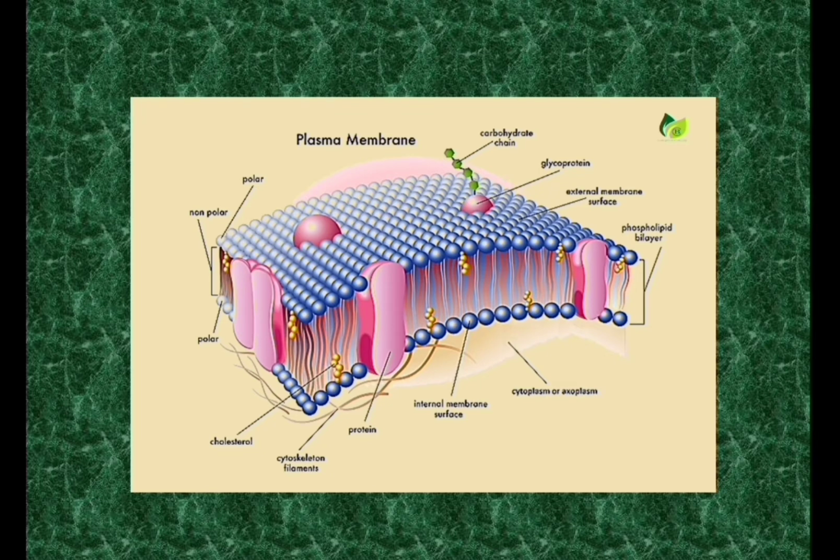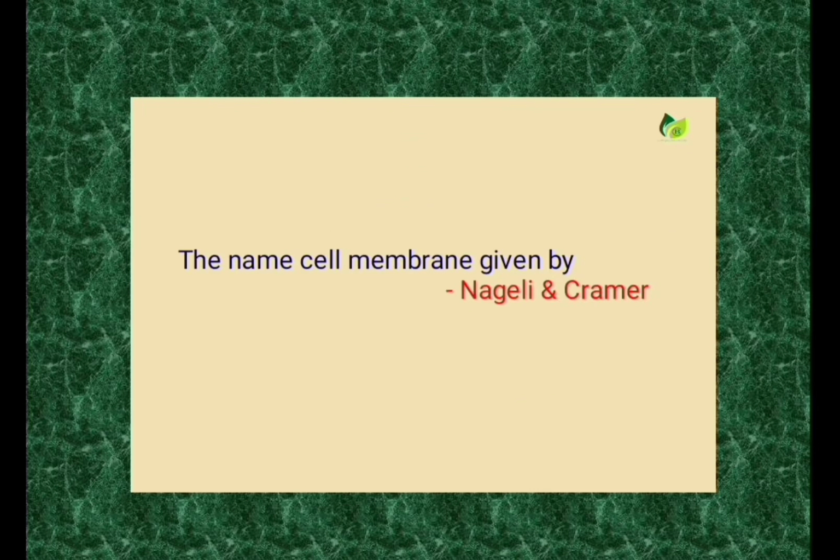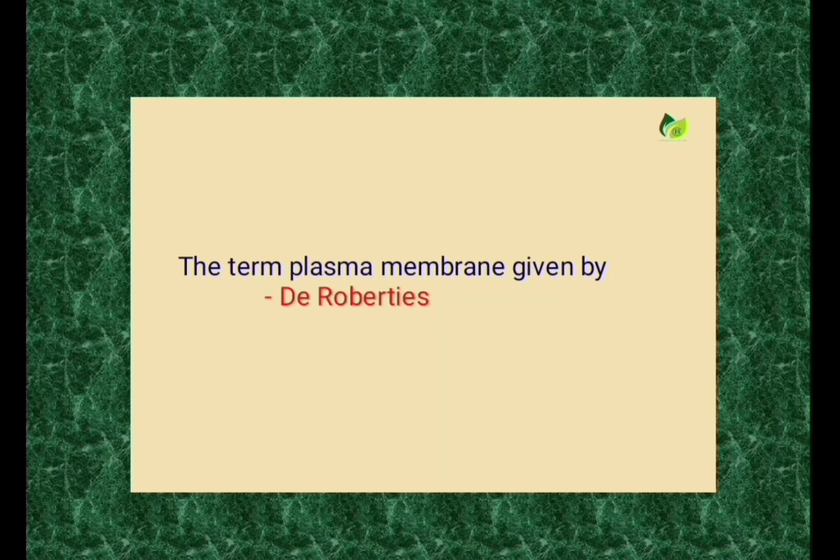Let's see the first question. The name cell membrane was given by? Answer is Nageli and Kramer. Next question. The term plasma membrane was given by? Answer is Robertson. Let's go to the next question.